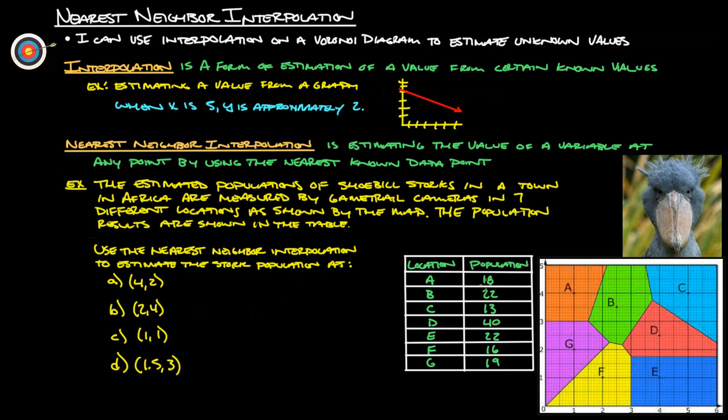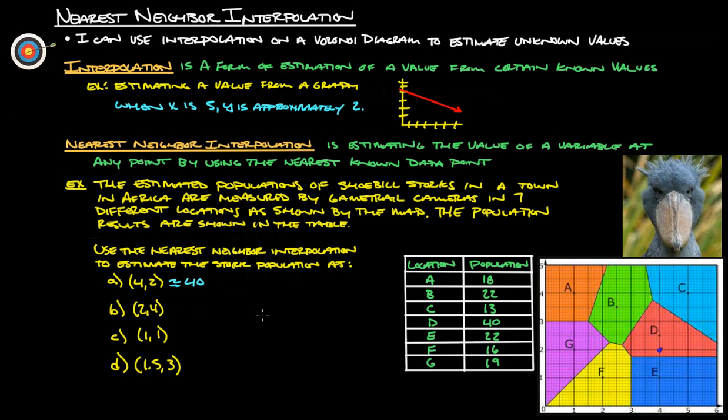Okay, so at 4, 2, let's see. Here's our X and our Y. Let's find a good color that we'll be able to find. I guess we'll use this dark blue. At 4, 2, we're right here in D. D has a population of 40, so we're going to assume that that's going to be pretty close to 40. Let's write that with a color that you can see better.